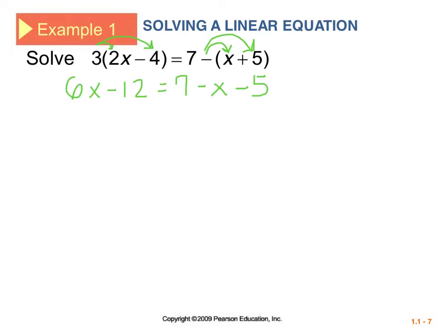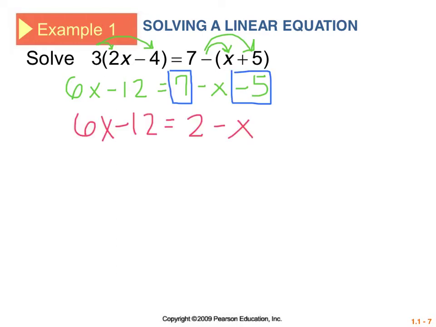So after distributing, I have the resulting equation, and now I need to just clean each side up if I can. This side I can't do anything with. Over here I can put together the 7 and the -5. And so the resulting equation now, after combining like terms on the right hand side, is this one we have here. And so now what I'd want to do is move this x over here by adding, and move the -12 to the other side by adding. And so I'll do that now.